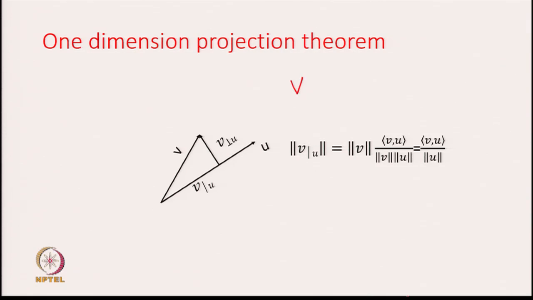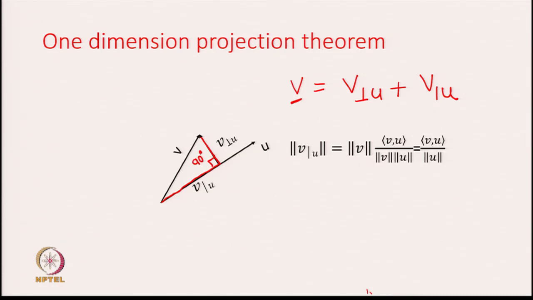So, we want to break a vector v into two components. One is a perpendicular component to vector u, and the other one is the parallel component to vector u. So, we are breaking down this vector v into two components, the one which is perpendicular component to another vector u, and one is the parallel component to vector u.